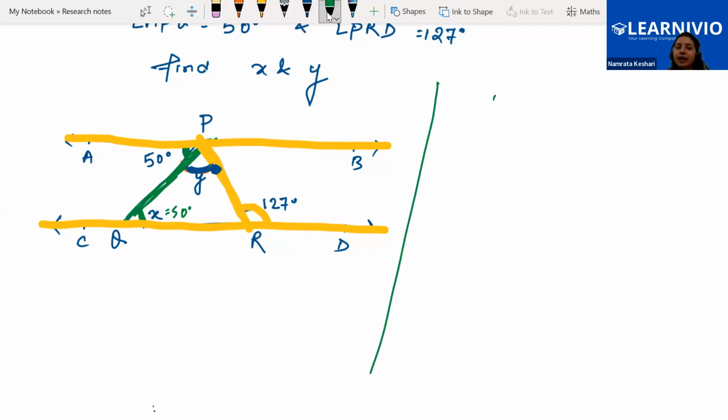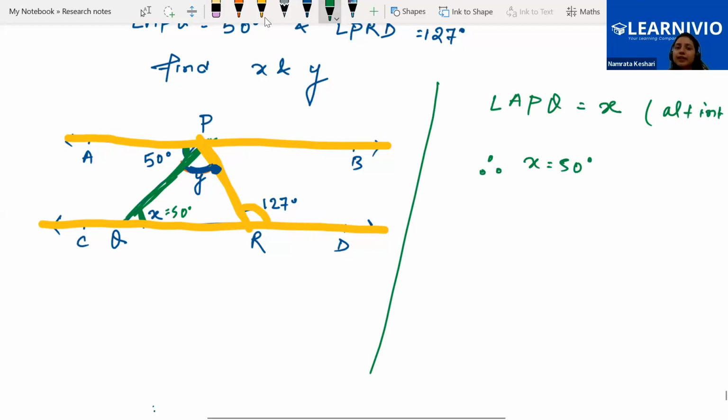we will say that this angle is 50 degrees. The name of that angle is angle APQ, which is equal to x. Okay. Alternate interior. Therefore, x is equal to 50 degrees.